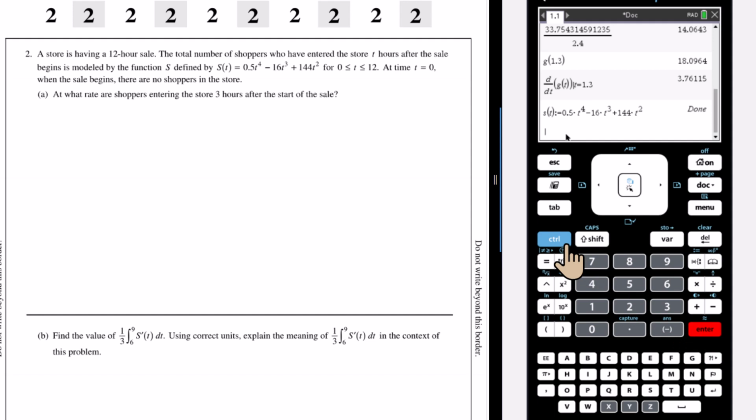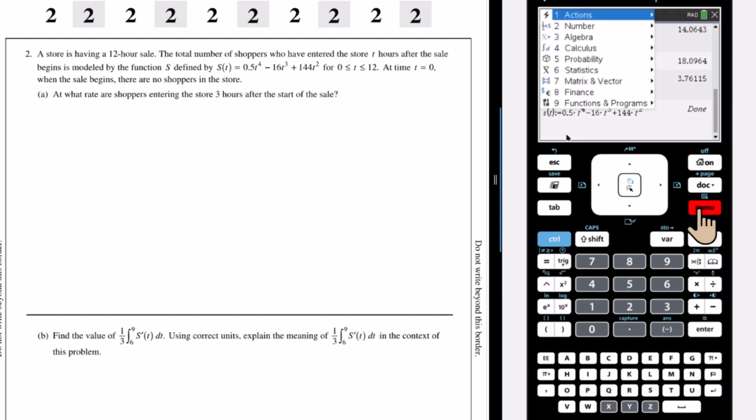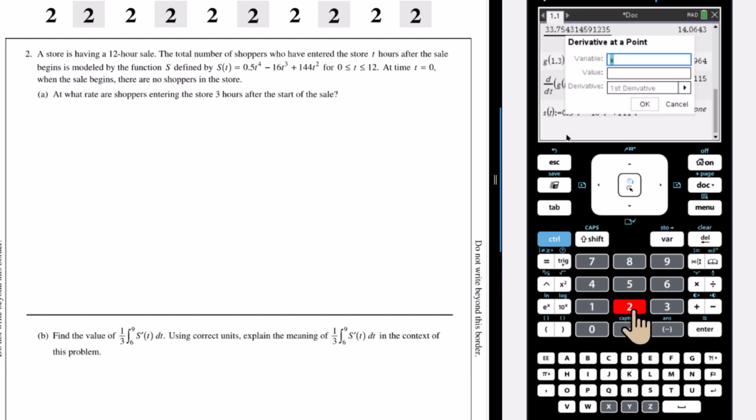Now if you were taking the test, you may want to read question B or question C and see if you're going to reuse that equation later. A lot of times you do. So I would just type it in right away. So now we're going to go over here to Menu and number 4 and number 2, derivative with respect to t at the value of 3.